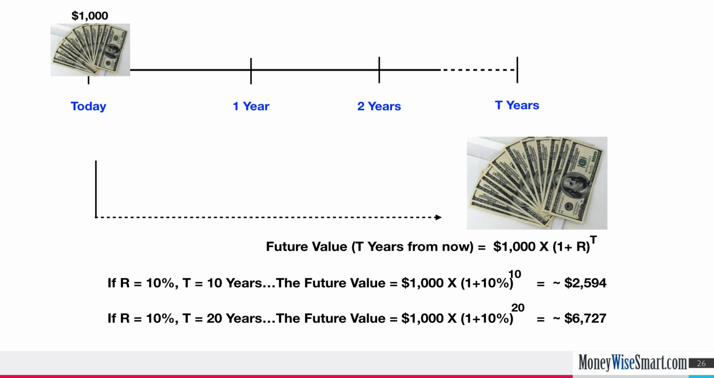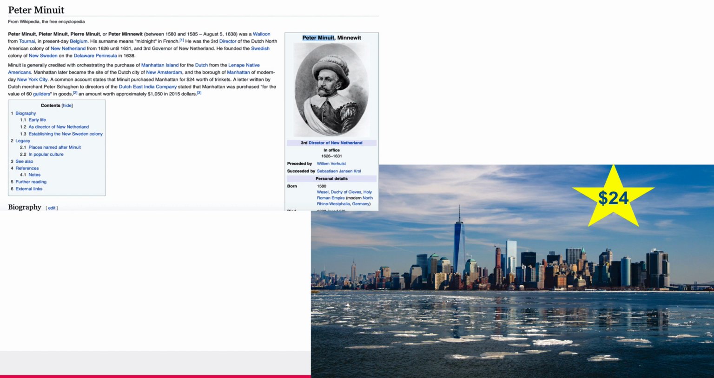So just to demonstrate the power of this, I'll tell you a story. Peter Minuit, who was the third director of the Dutch North American colony of New Netherlands, negotiated the deal to purchase Manhattan Island from the Native Americans for a princely sum of $24 in 1626. So that tells you the power of time in arriving at the future value of any investment.